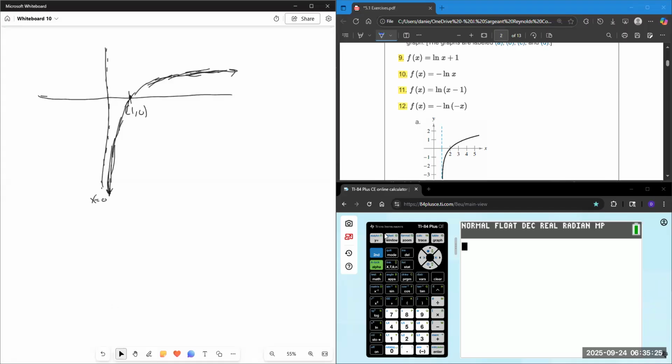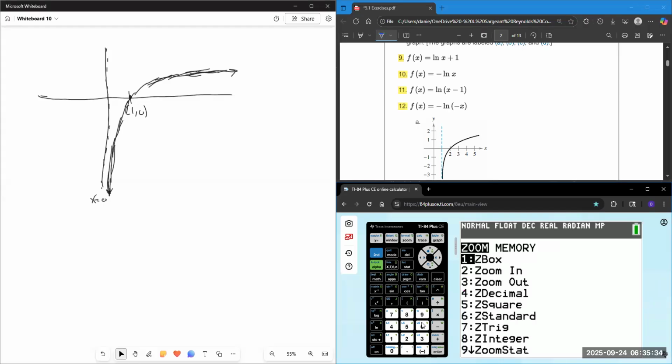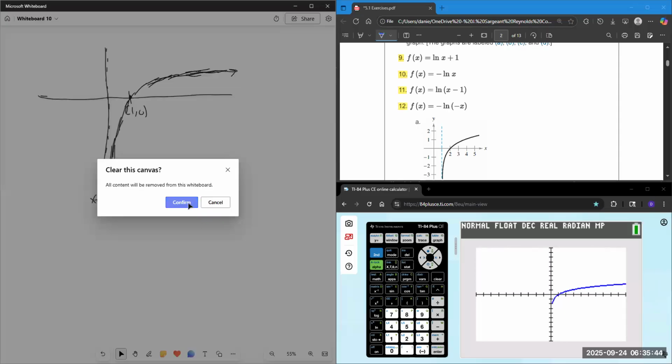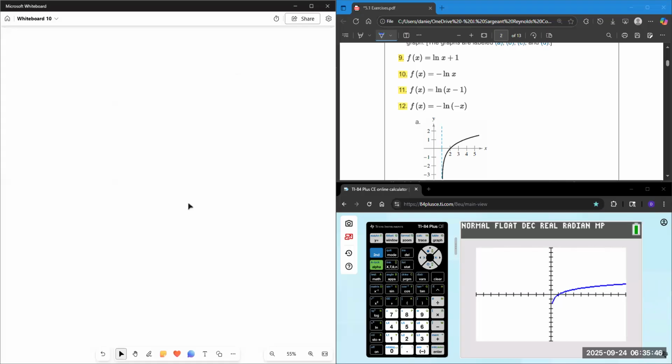I'll draw this on the calculator for you since it's better at drawing than I am. ln of x and zoom 6. And you can't see that asymptote very well, but it's there. It's getting closer and closer to x equals 0. So I'm going to clear that, and then I'm going to tell you what the right answer is, just looking at it, and then I'll confirm with my calculator.